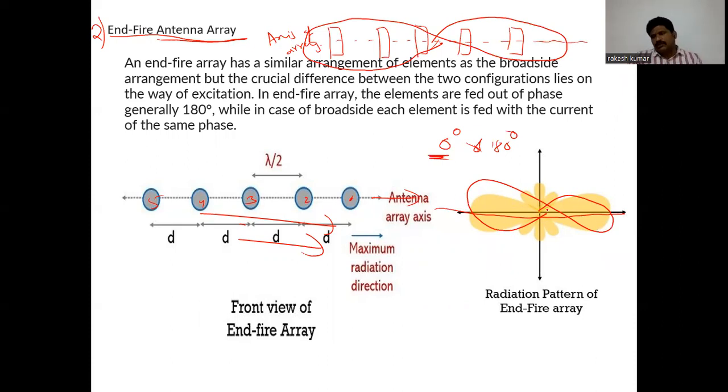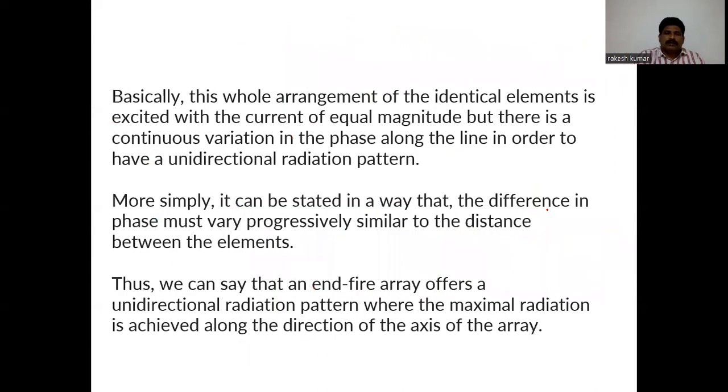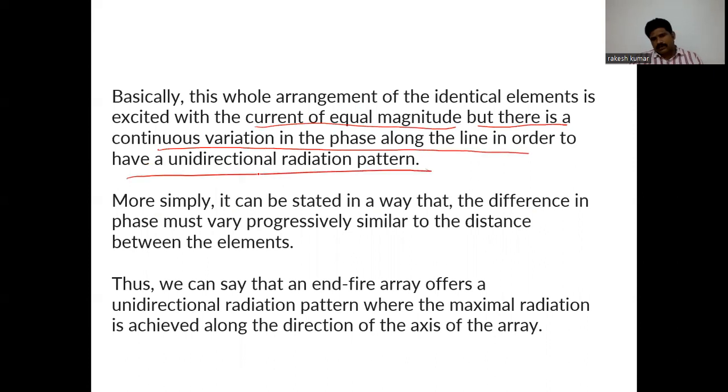How will you achieve this? In the previous case, for getting the radiation perpendicular to the axis of array, we provided all the current elements with equal magnitude and the same phase. Here, all the elements are identical, excited by currents of equal magnitude, but there is a continuous variation in phase along the line in order to have a unidirectional radiation pattern.